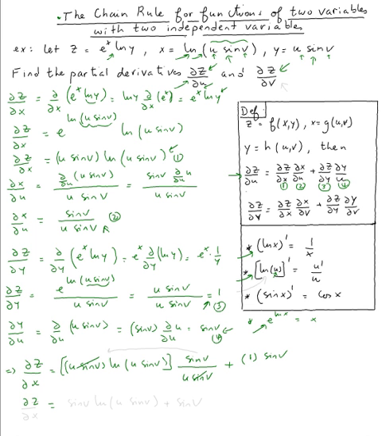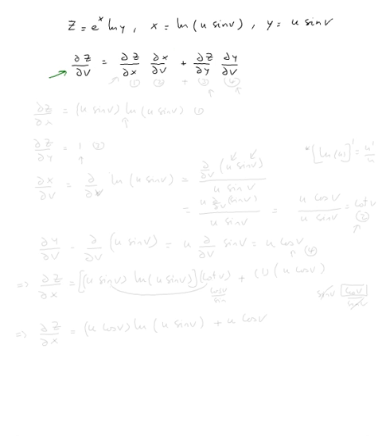Now partial z with respect to x will be equal to sine v ln of u sine v plus sine v. Forget this sign, I'm just going to rewrite it here. Don't have to factor sine v. Alright, now let's do this problem, partial z with respect to v. So I'm right here, this is the formula. Now the good thing is I already know partial z with respect to x. Let me rewrite it down.